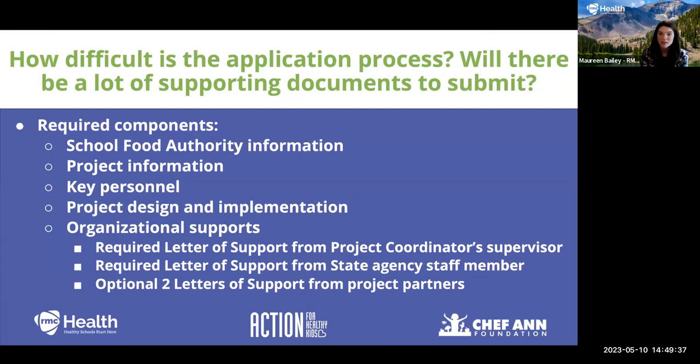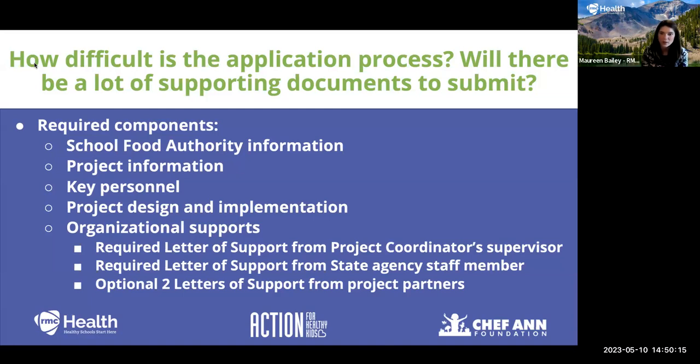First, I just want to say USDA Food and Nutrition Services wanted to make sure that the grant application was as straightforward as possible. And as Barb mentioned on the previous question, the grant application will be submitted through the online application system. So there are 5 required components of the application. The first one is school food authority information. The second, project information. The third, key personnel. The fourth, project design and implementation that includes a budget table and project plan table, but there are no additional supporting documents to upload here.